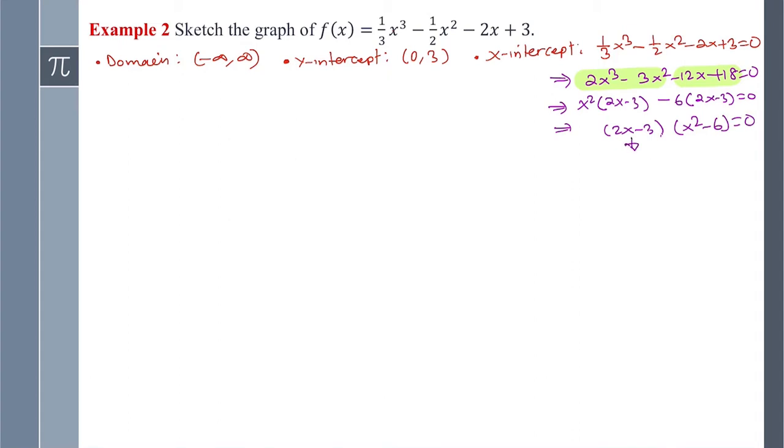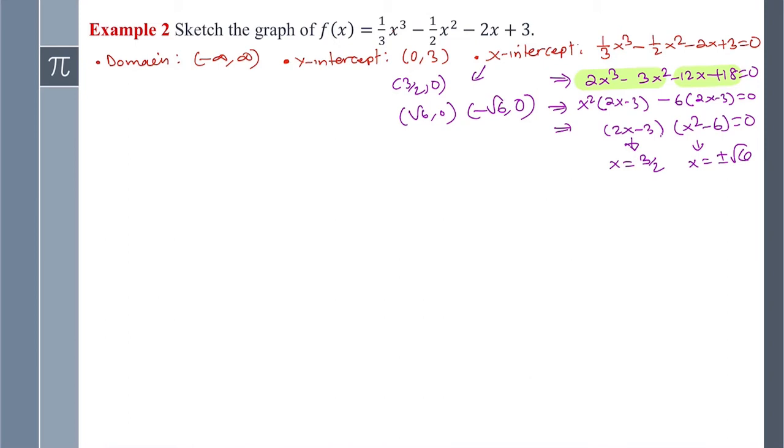So from here, we'll get x equals 3/2, and from here, we get x equals plus or minus square root of 6. So our x-intercepts are (3/2, 0), and then we have (square root of 6, 0), and (negative square root of 6, 0). Okay, so these are the x-intercepts.